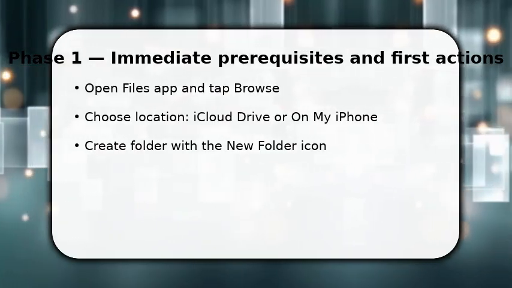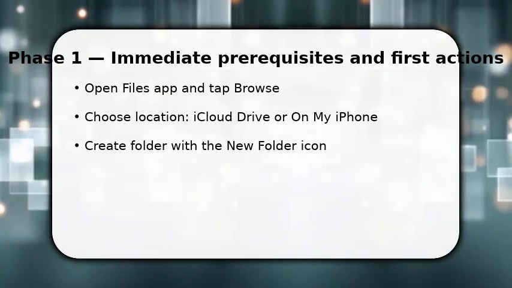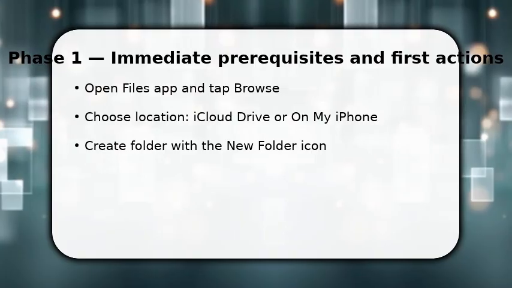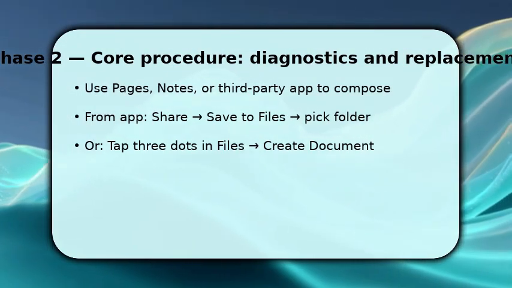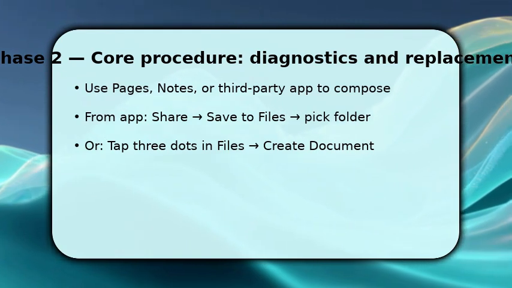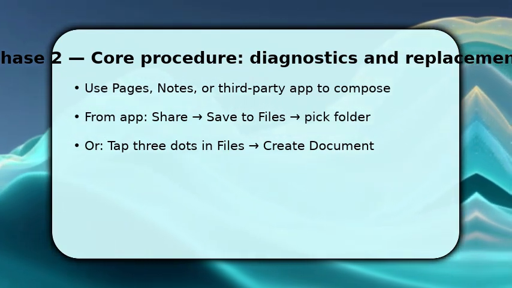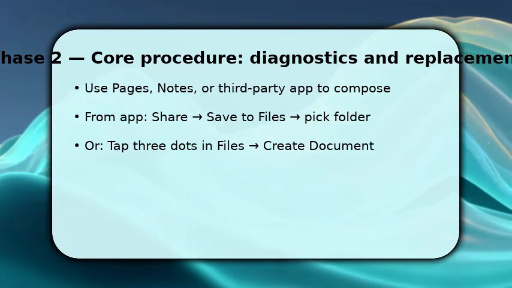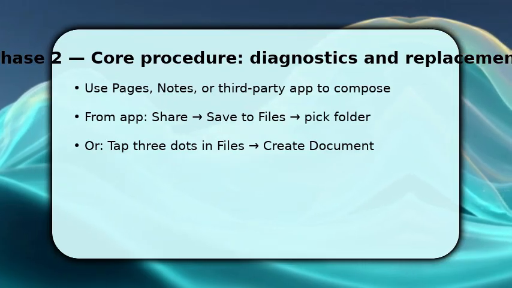Now use the share sheet from any app or tap the three dots in Files to create a new document. Make sure the name is descriptive so you can find it fast. Once the folder exists, create the file content. Open Pages, Notes, or another editor and compose, type, paste, or insert images. When ready, tap Share, choose Save to Files, then select your target folder. This moves a copy into Files.